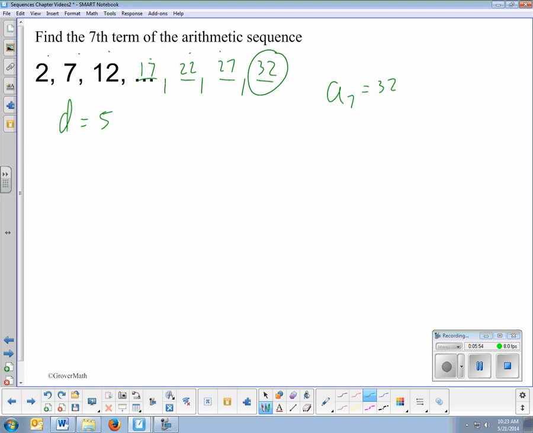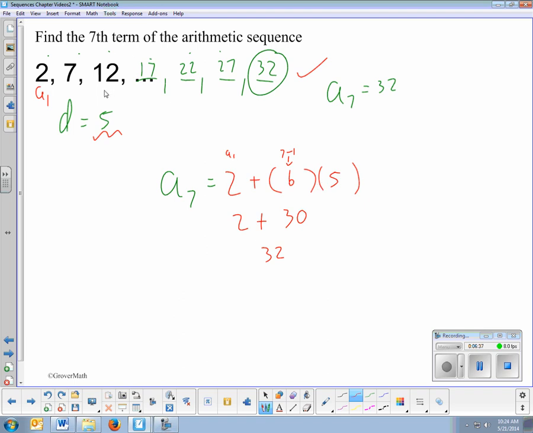The formula says that if we want A7, we need the first term. The first term shown here is 2. So that's 2 plus the product of two things. The product of D, which we figured out was 5, how we're getting from one term to the next, and n minus 1. This is our value of n, 7, so 7 minus 1 is 6. And so that would be 2 plus 6 times 5 is 30. 2 plus 30 is 32. And that's what we got up here.